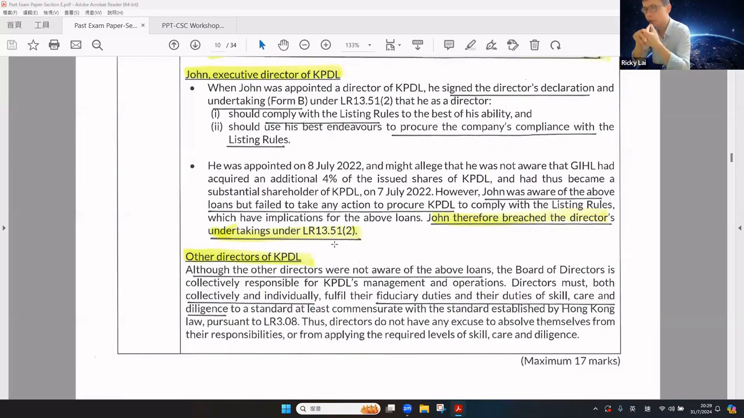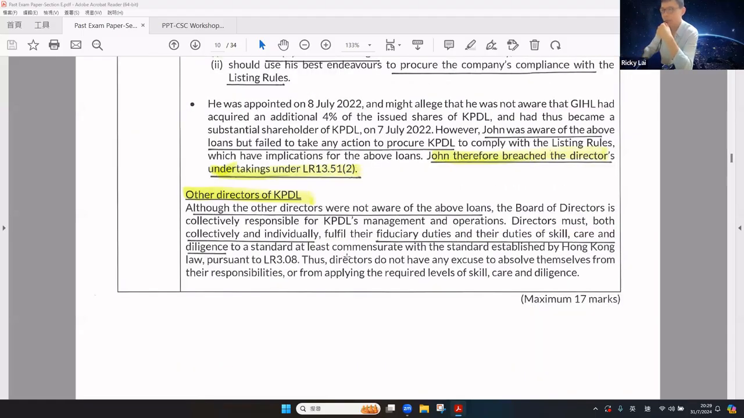John was appointed on July 8 and made clear that he was not aware that JIHL had acquired the additional 4% of the Eagles shares and become a substantial shareholder of the listed company one day before. However, John was aware of the above loan but failed to take any action to procure the company to comply with the listing rule. John therefore breached the director undertaking according to the listing rule requirements.